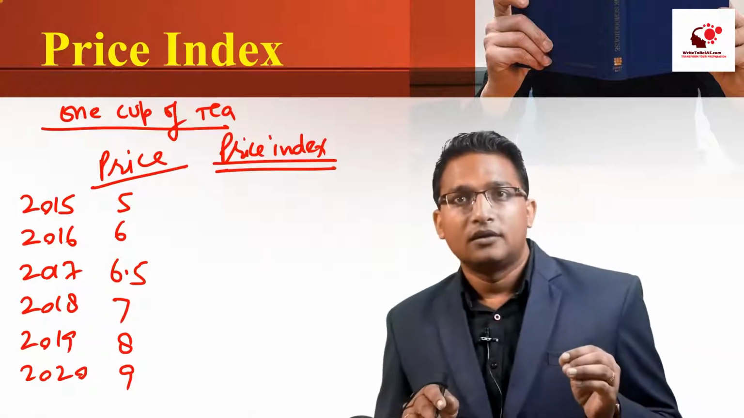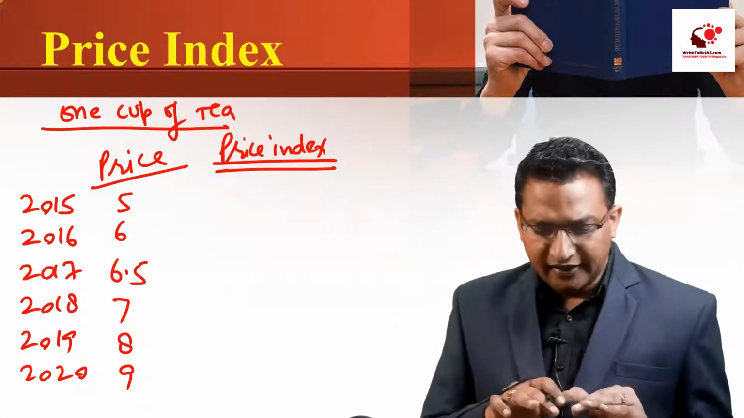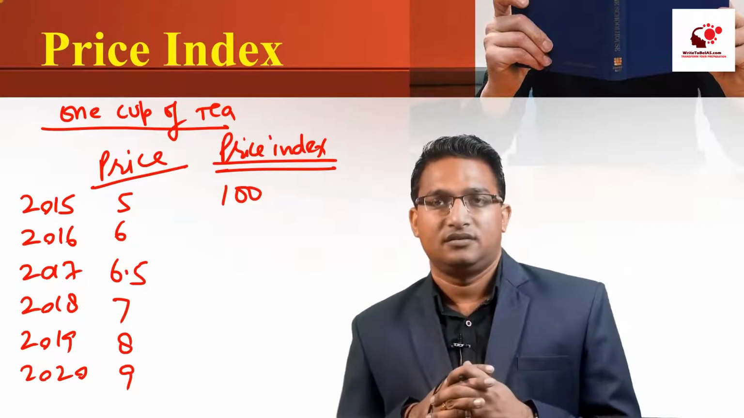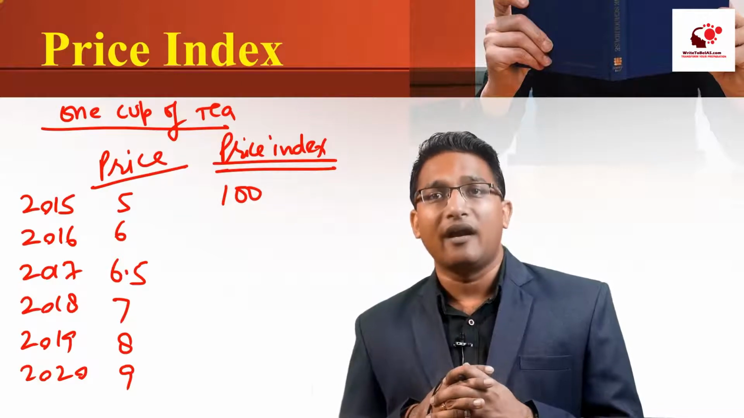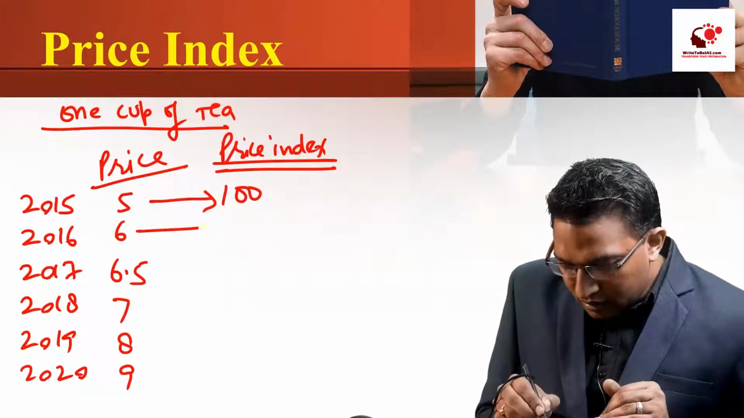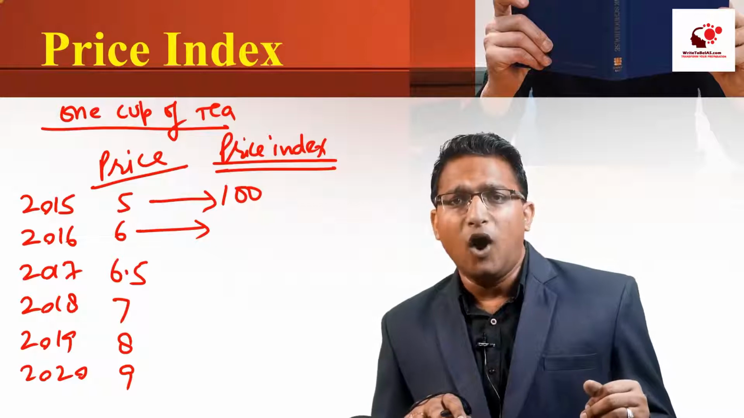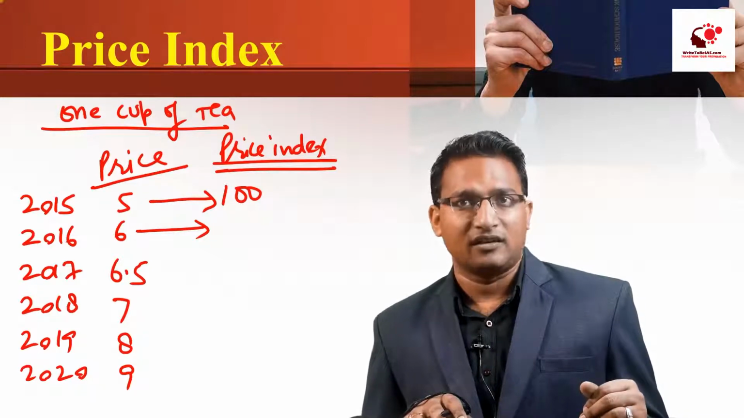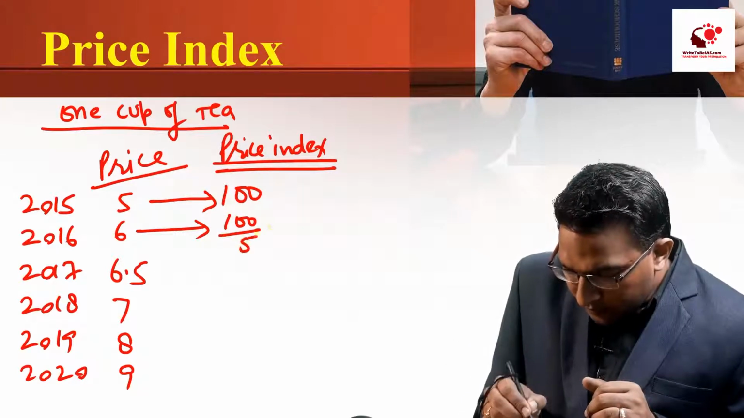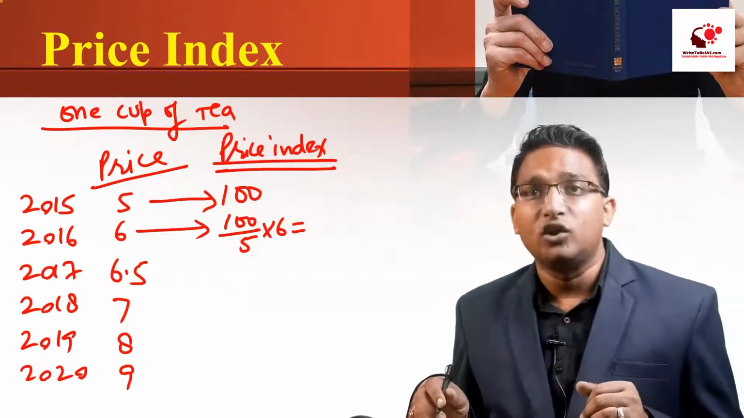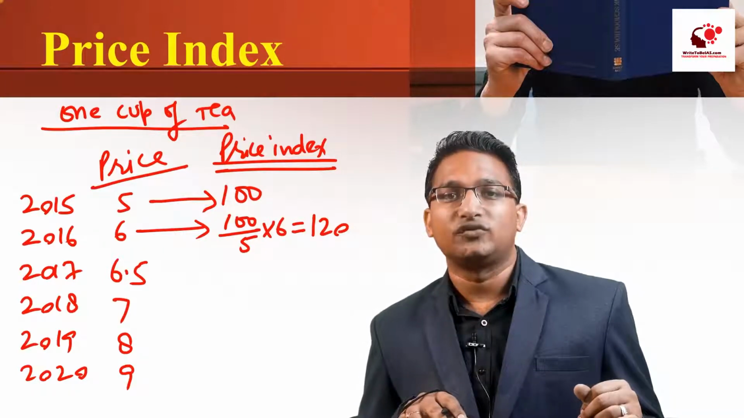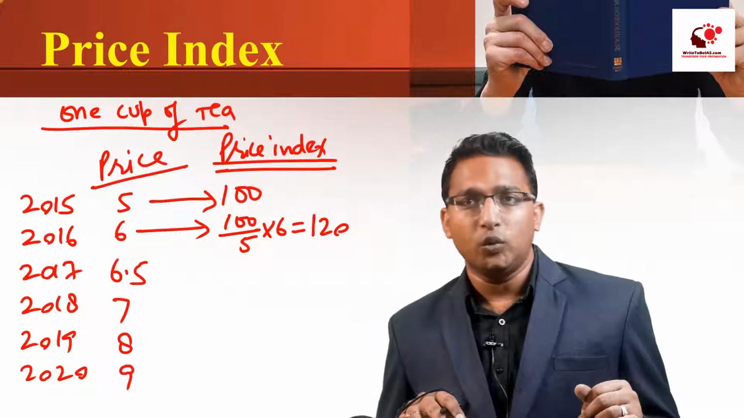Just assume that 5 rupees is equal to 100 price index. Now if 5 is equal to 100, 6 will be equal to how much? Can you think of that? It is very simple. If 100 is equal to 5, then the value of 6 will be 120. So the price index of the 2016 price is 120.